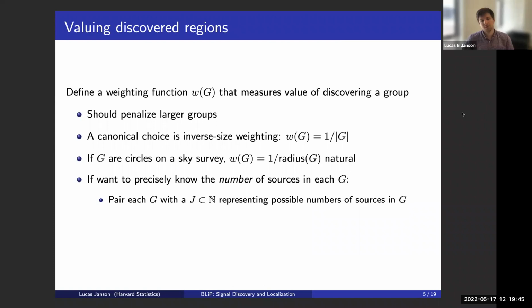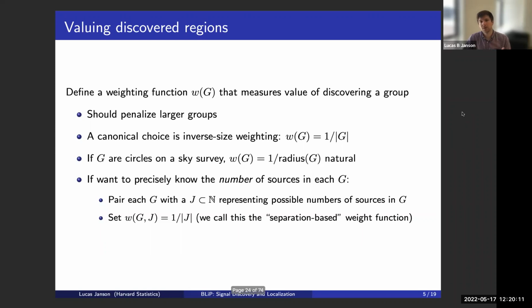So the way to think about that is we would pair each G, each discovered region, with a J, which is a subset of the non-negative integers, representing the possible number of sources in G. For instance, J could be the set {2, 3, 4}, which would say that there are either 2, 3, or 4 point sources in G. If we pair G and J together, now we need to assign a weight that's a function of both G and J. We could assign that weight as 1 over the size of J, which means, again, we want to be as sure as possible about the number of point sources in the region.